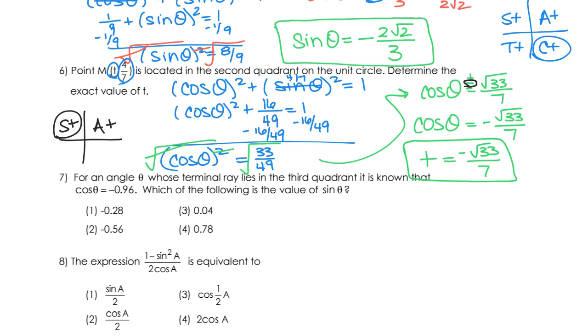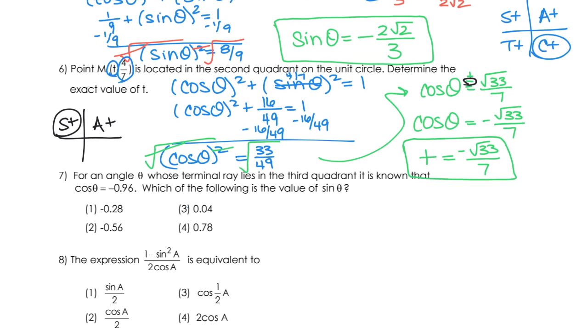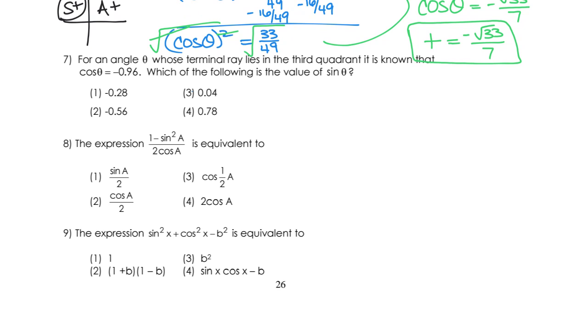Okay, guys, let's take a look at number 7. It says for an angle theta whose terminal ray lies in the third quadrant, it is known that cosine theta equals negative 0.96. Which of the following is the value of sine theta? We'll use the Pythagorean identity: cosine theta squared plus sine theta squared equals 1. They're telling us the value of cosine theta, so we'll replace it with negative 0.96.